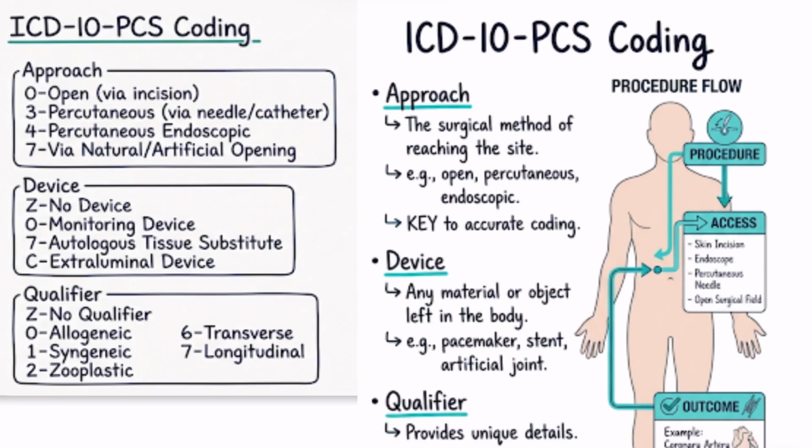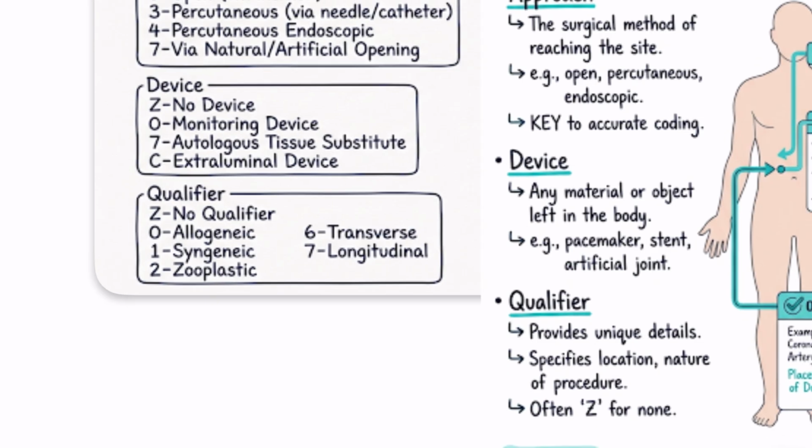If you have been following this series, we have already built a strong foundation. We started with understanding how the procedure coding system is structured. Then we went deep into root operations, where the focus was not on procedure names, but on the objective behind what is being done. If you have not watched those yet, I would strongly recommend you go back, because everything we are doing today builds on that understanding.